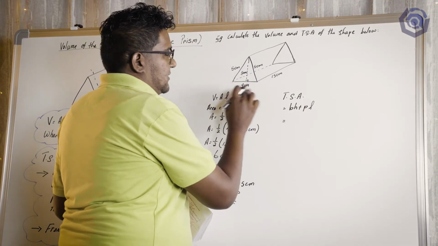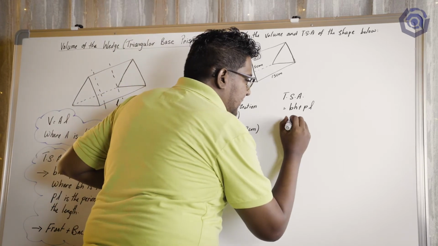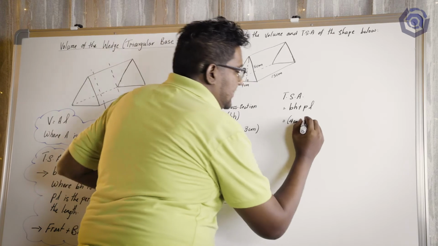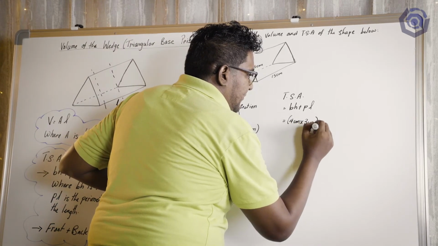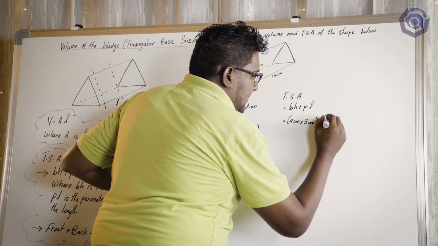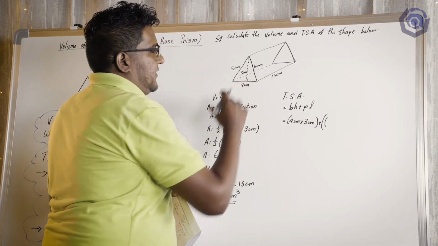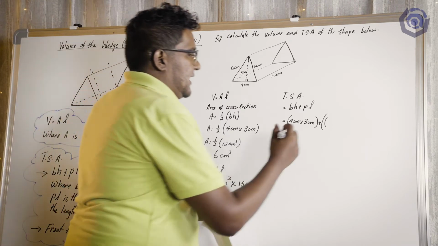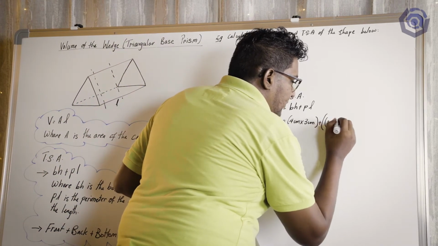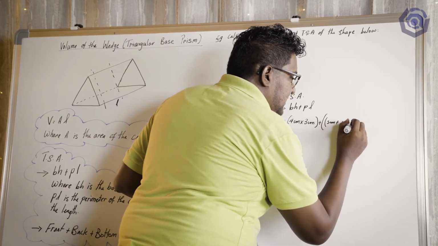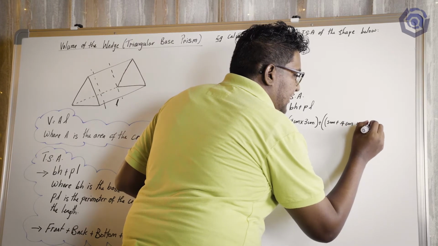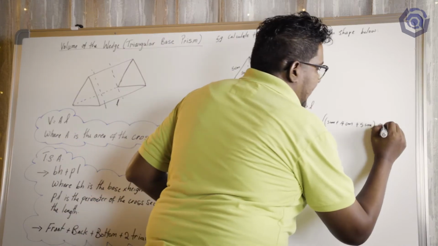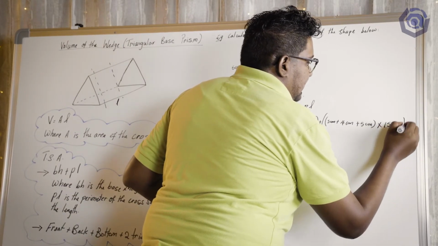We're given the base as 4 cm. So that's going to be 4 cm multiplied by the height, which is 3 cm, plus the perimeter of this face, which is going to be the sum of all the sides. So that's going to be 5 cm plus 4 cm plus 5 cm, multiplied by L, which is our length, and that's 15 cm.